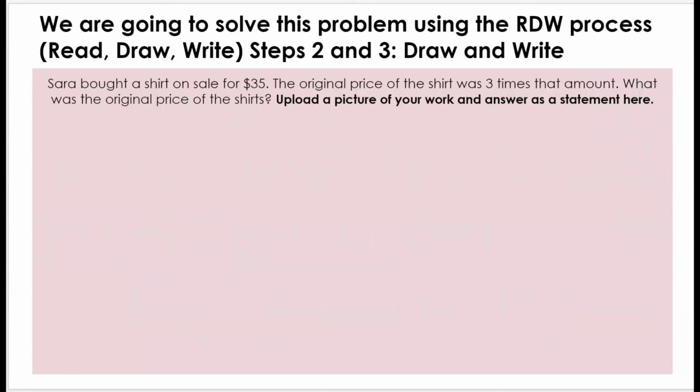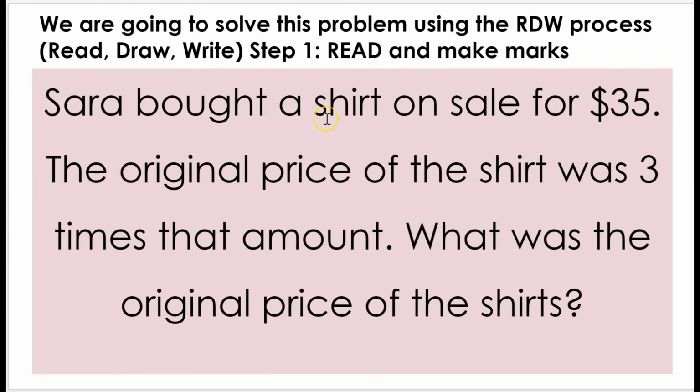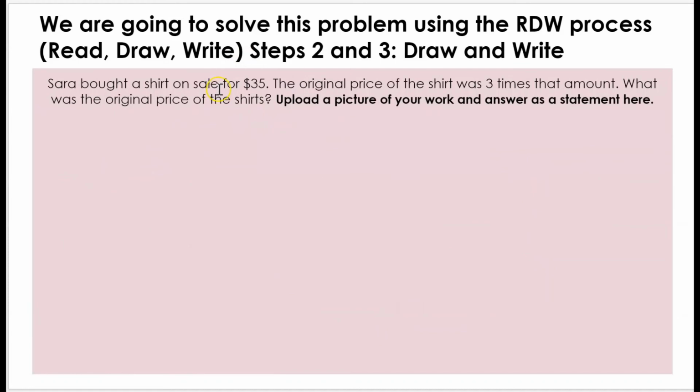After you read the problem, we're going to move on to steps 2 and 3 of read, draw, write, which is drawing and writing. So I rewrote the question for you right here. You don't have to mark it up like you did on the last slide. Once you've marked up this slide, that's good enough. But when you go on the next slide, I still wanted you to have the information in front of you. Sarah bought a shirt on sale for $35. The original price of the shirt was 3 times that amount. What was the original price of the shirts? Upload a picture of your work and answer as a statement here.